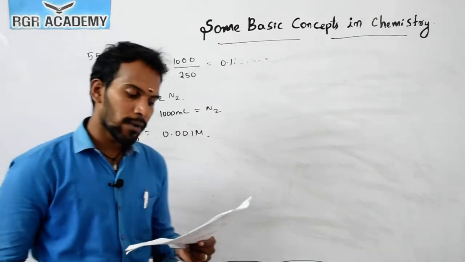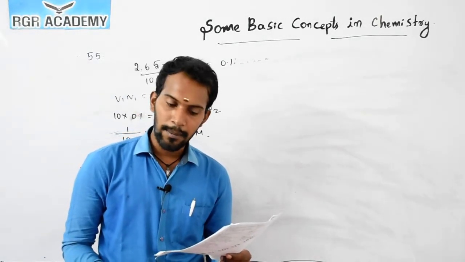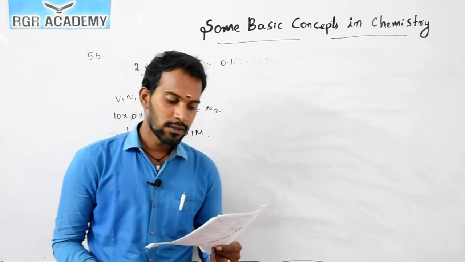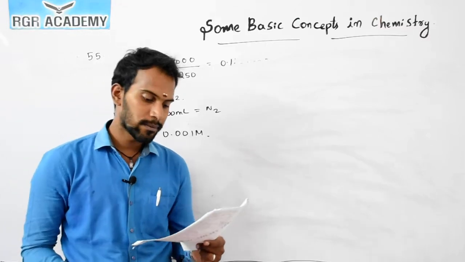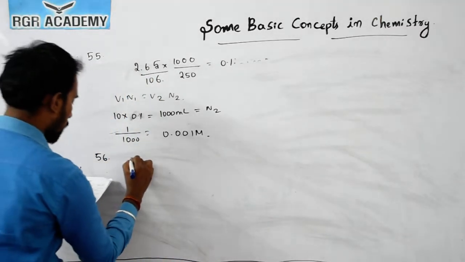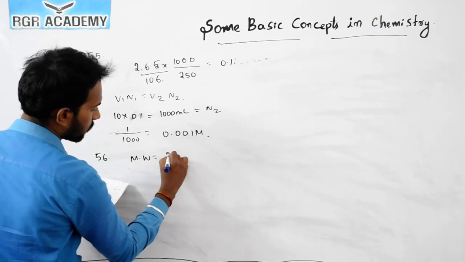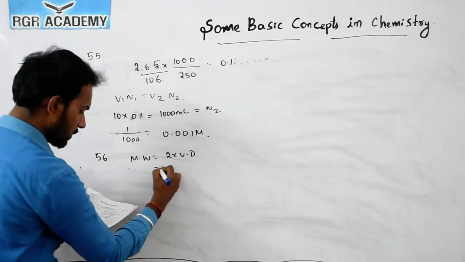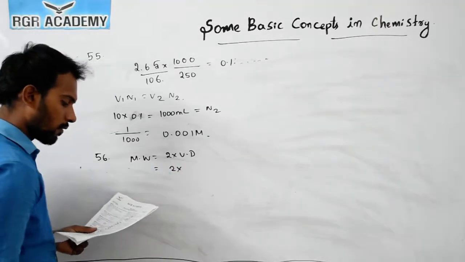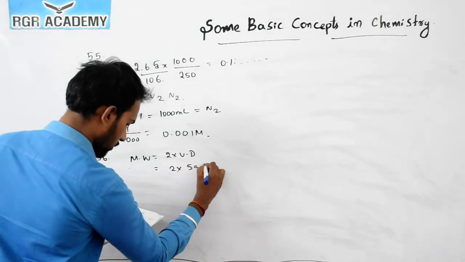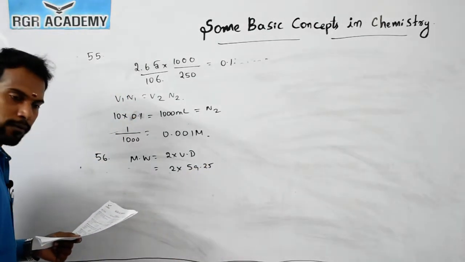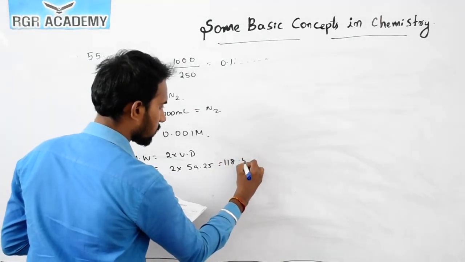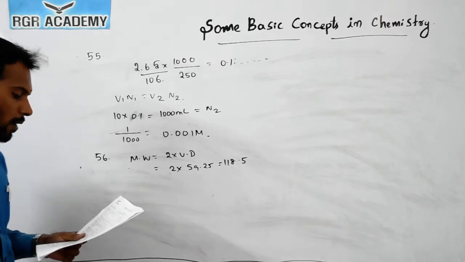Now the question number 56. The equivalent weight of a metal is 9 gram and vapor density of its chloride is 59.25. Find the atomic weight of metal. Now, the molecular weight is equal to 2 into vapor density. We have a formula. So 2 into vapor density, 59.25 as given, the value is 118.5. Correct?